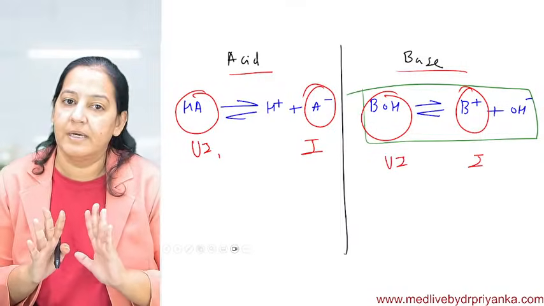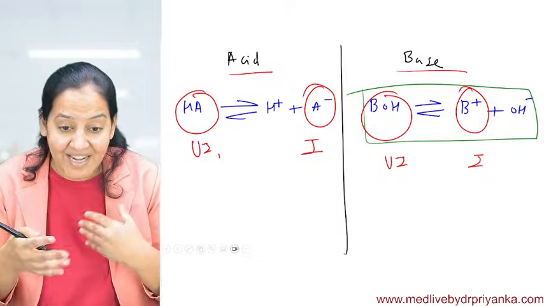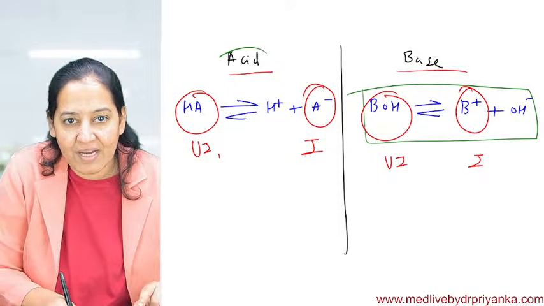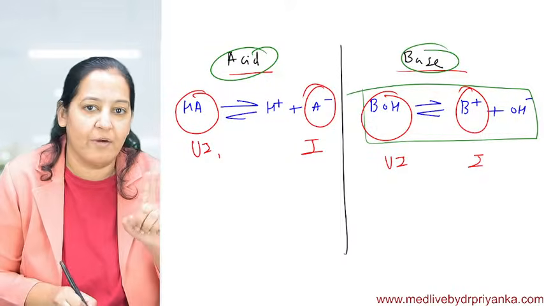How many of you got it? So drugs have two forms. The acidic and basic drugs have two forms. Acidic drugs and basic drugs have two forms. They can be unionized, they can be ionized.